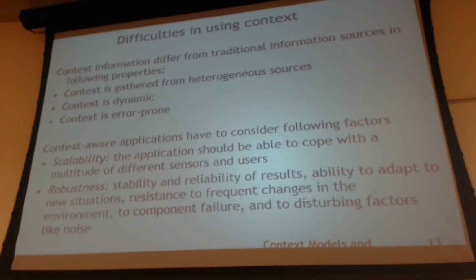Ability to adapt to new situations, resistance to a frequently changing environment, to component failure, and to disturbing factors like noise. So there are a lot of terms. But what is meant by robustness is that you went to the lab, let's say Impact Lab, and you developed an application in a lab setting. You did controlled studies to see that the application works under certain controlled parameters. Now you deploy it in practice.